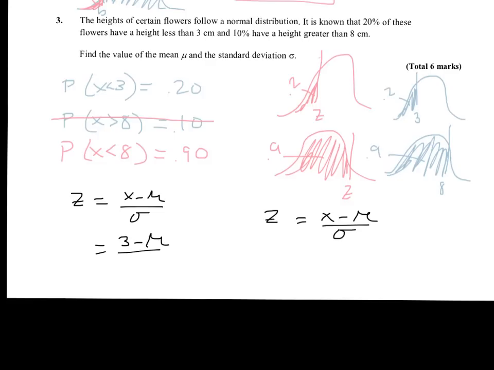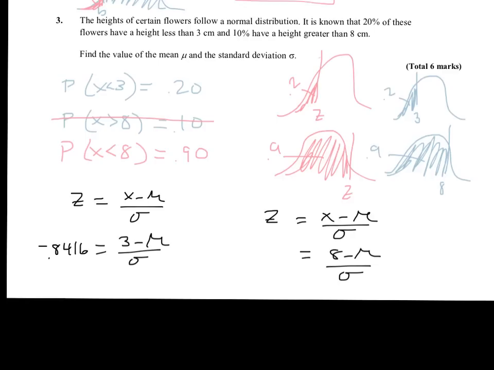Now we don't know mu, we don't know sigma, but we can find z. And so the way that we're going to find z is by using this picture to do our standardized normal curve with an inverse normal. Okay, so I go to second distribution, inverse normal. My area is going to be 0.2, mean is 0, standard deviation is 1. That's going to give me my z-score for when the x is 3. And that gives me negative 0.8416.